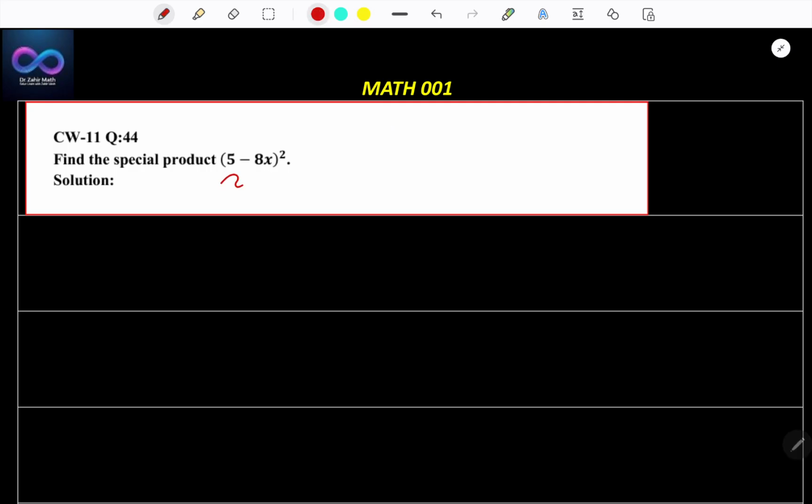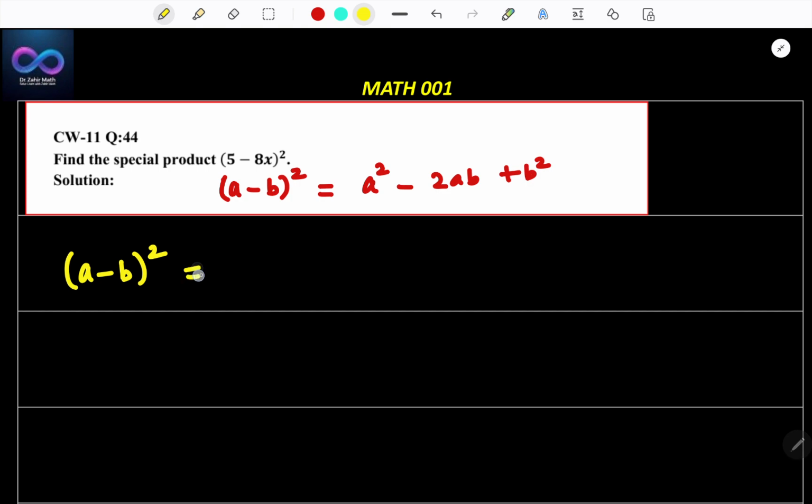So this question is of the model (a − b) whole square. What is (a − b) whole square? a² − 2ab + b². Again, I'll write the formula: (a − b)² is a² − 2ab + b². Okay, now what is the question?